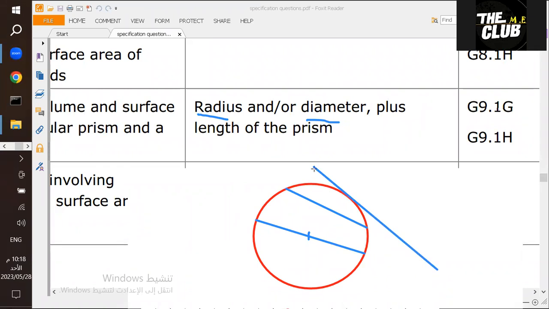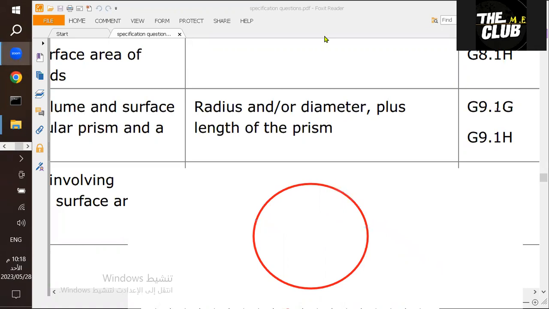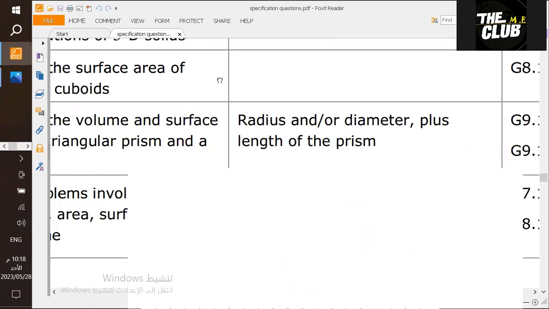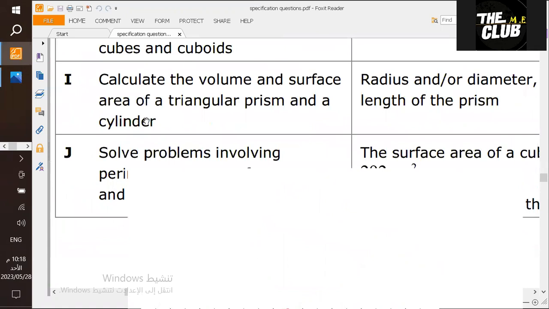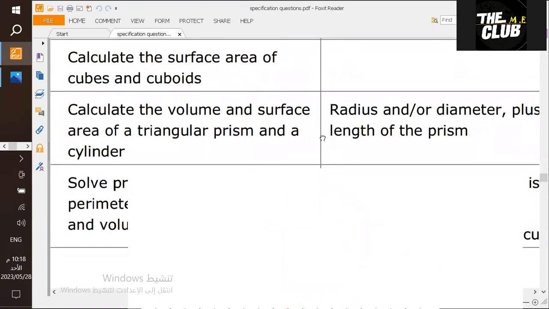Mister, it says in that question, calculate the volume and surface area. So do we write the area itself and then 2 pi r? Yes, because we talked about the area of a circle here. Calculate the volume and surface area of triangular prisms. That means you find, I'll give you an example.